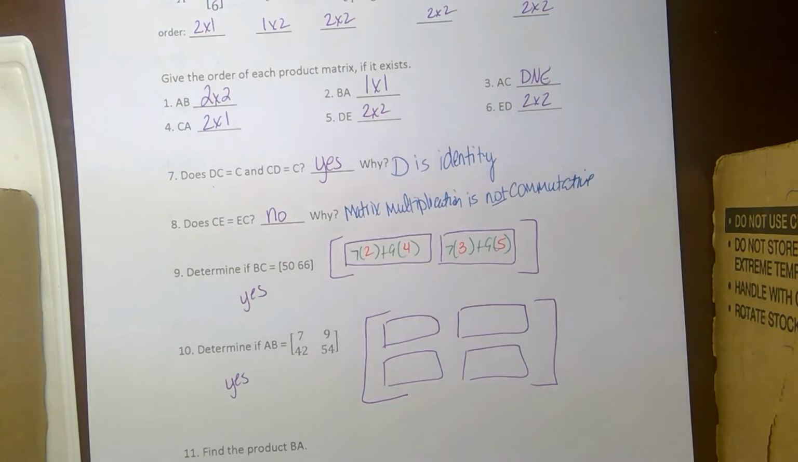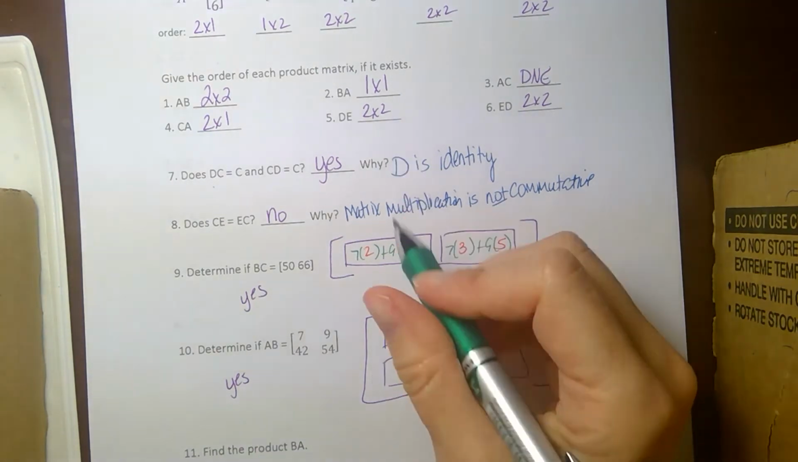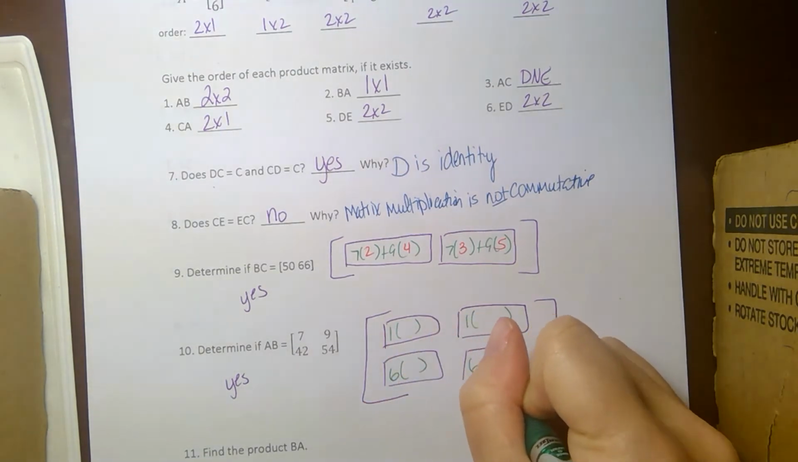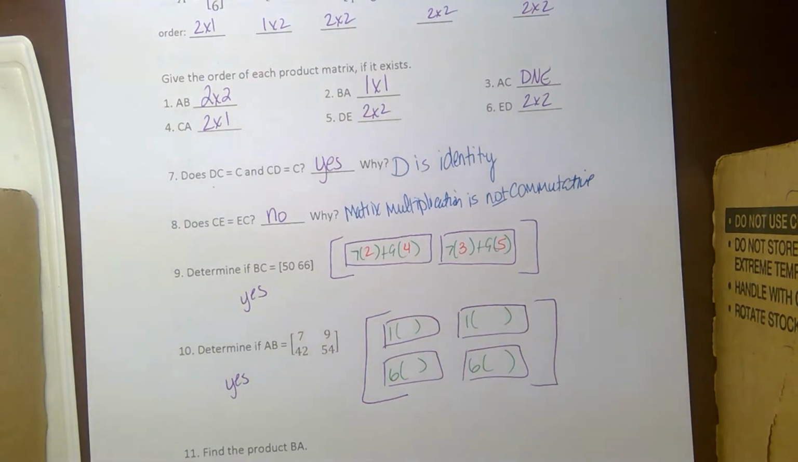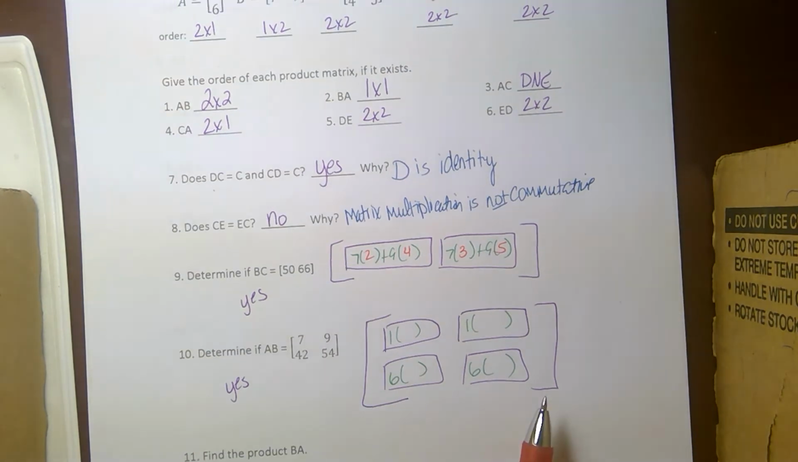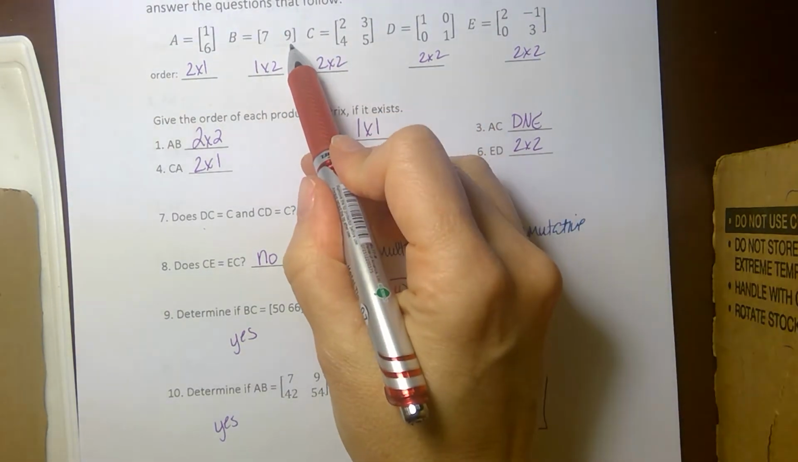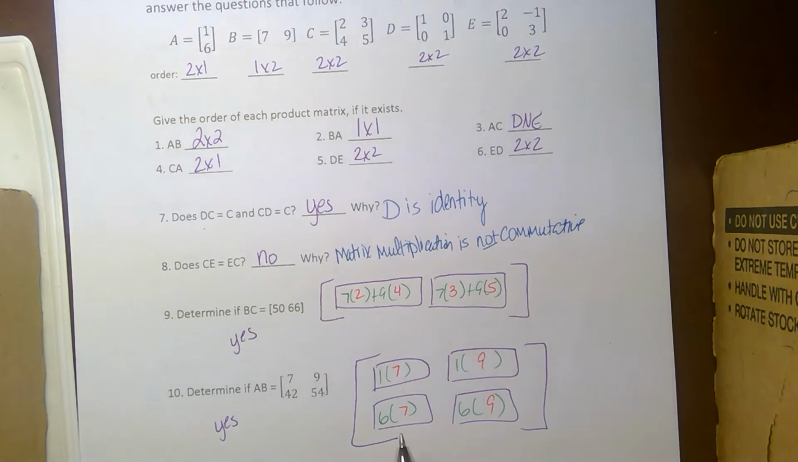Now, number 10, I gave you a hint. I said yes, product matrix AB is going to be this particular 2 by 2 matrix. And I set it up, but I didn't finish filling it in. So let's fill that in together. If I look at A, I'm going across A for the row. Row 1 has just a 1 in it. Row 2 has a 6 in it. And then I move down B to get the values in the columns. For B, column 1 has a 7, and column 2 has a 9, which gives me 7, 9, 42, and 54.